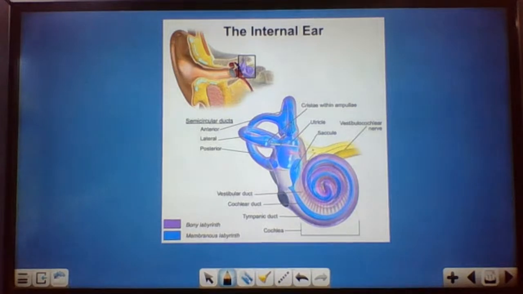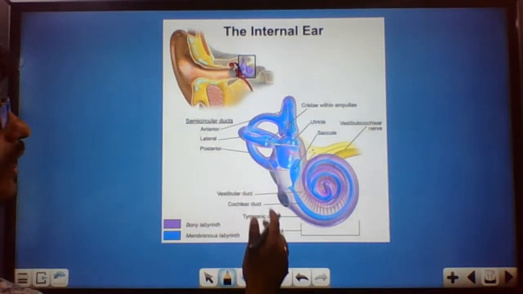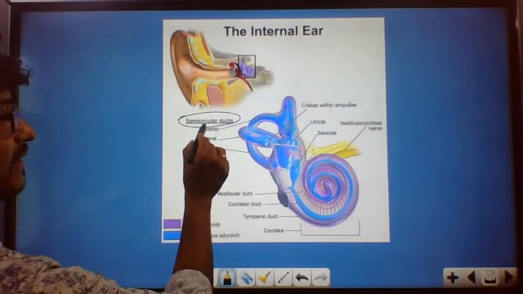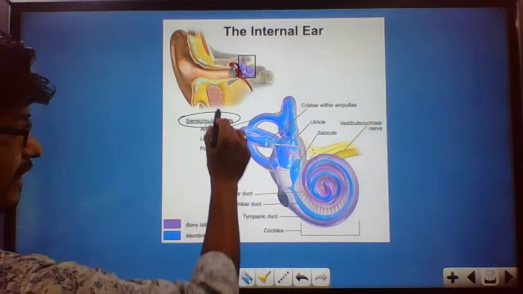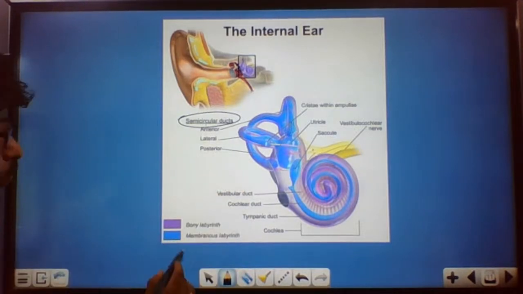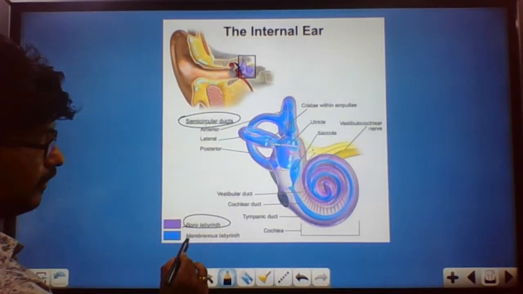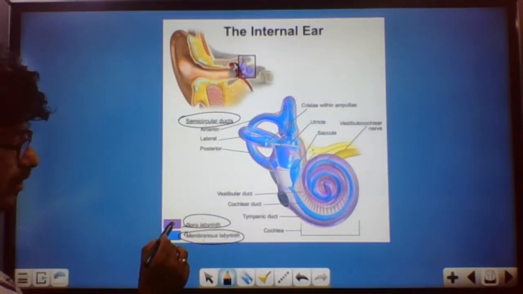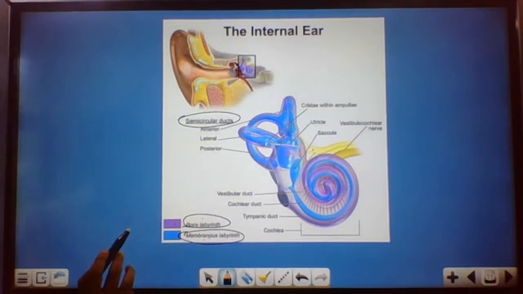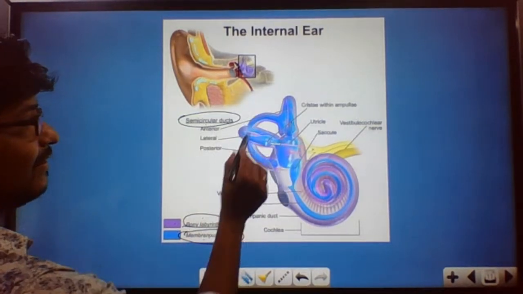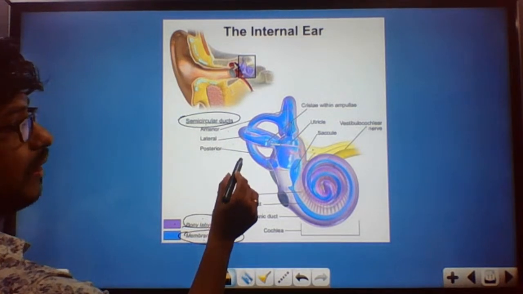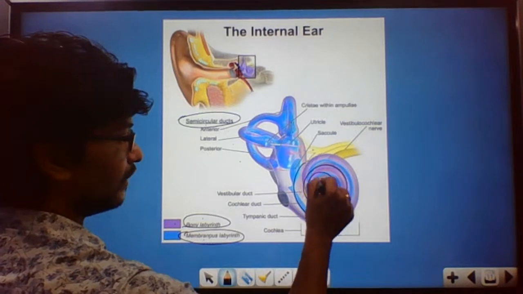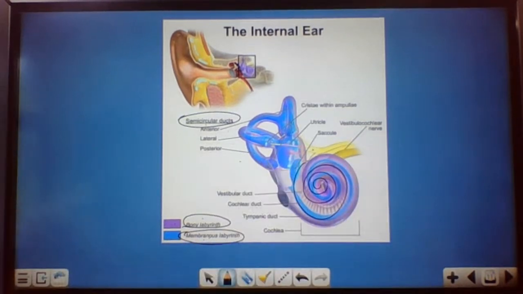Coming to the internal ear, we have the semicircular duct, an important region of the internal ear. The semicircular duct consists of two parts: one is the bony labyrinth, the other is membranous. The purple shows the bony labyrinth, and the blue shows the membranous labyrinth. In the semicircular ducts we have the anterior, lateral, and posterior parts, which connect with the circular structure called the cochlea. This is the main part you could see, the cochlear region.